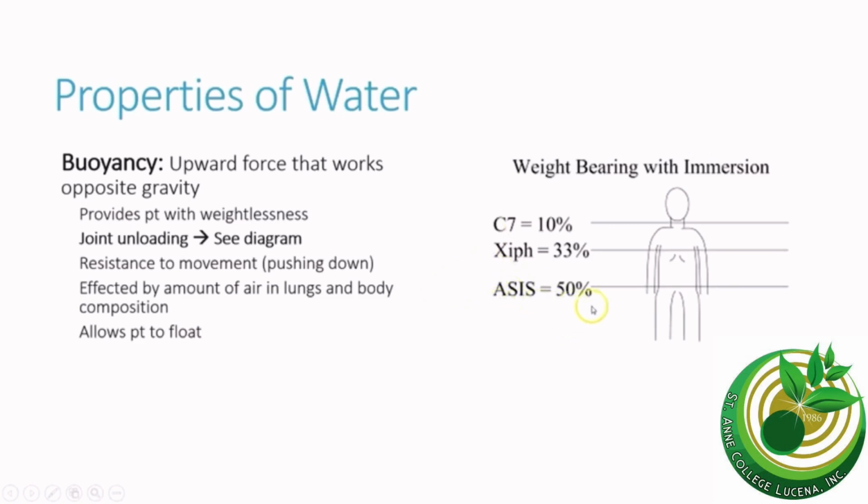But if the person is submerged up to their ASIS, so up to about their hips, they're only about 50% weight bearing there. If you go up to their xiphoid process, so you go up to chest deep water, the person's only going to be bearing about 33% of their body weight at that point. If you get them in all the way up to their neck, up to C7, they're only weight bearing 10%. So if you can get that person submerged in the water, you actually take away a lot of their body weight. So like our patients with arthritis who have joint pain that's worsened by loading those joints, putting them in the water should make exercising a lot easier for them.